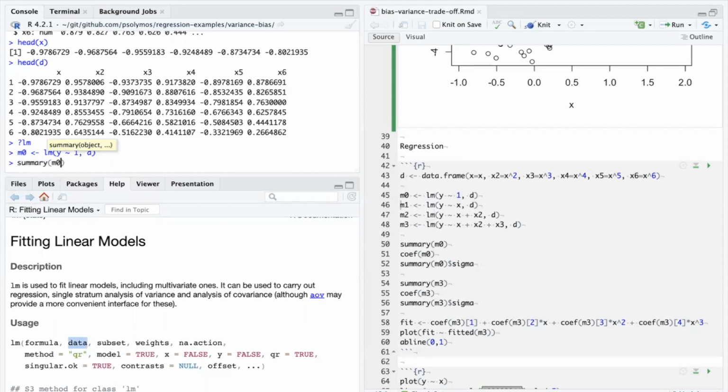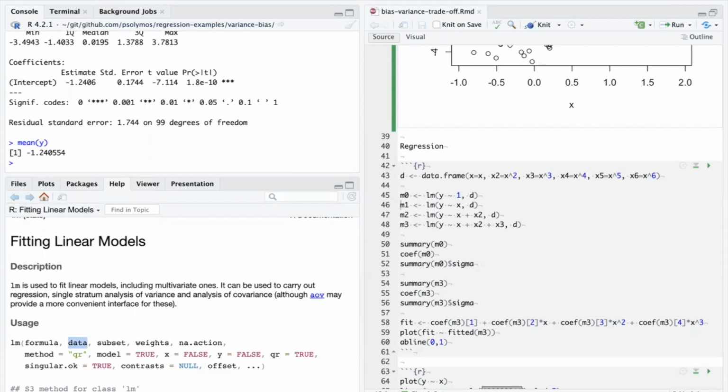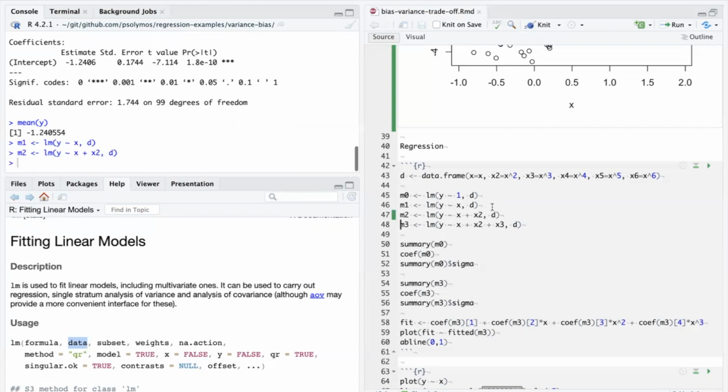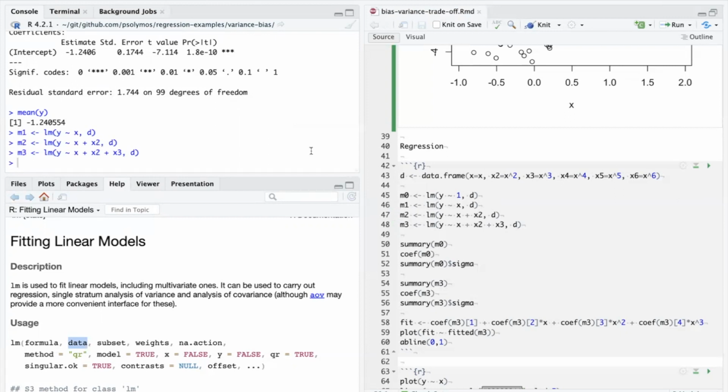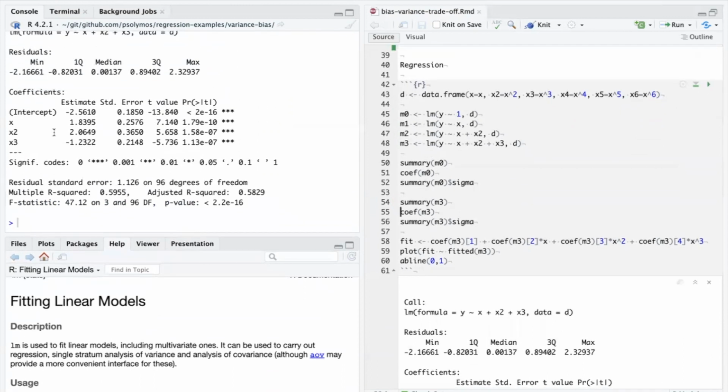And summary M naught, you see it says intercept 1.2406. If I calculate mean of y, I get the same number. So this is the intercept. Now, if we keep adding x, then x2 and x3, we're going to get summaries with all those coefficients.